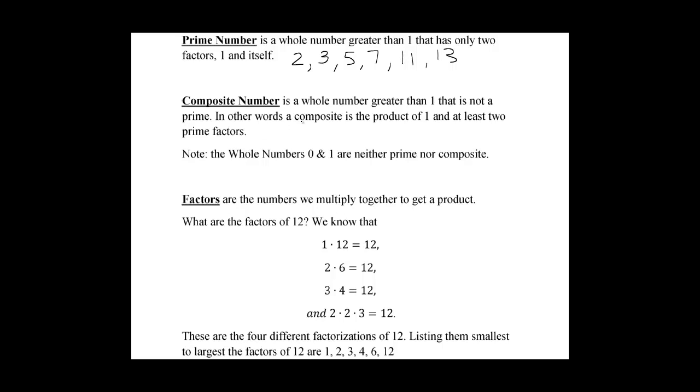A composite number is a whole number greater than 1 that is not prime. In other words, a composite number is a product of at least 2 prime factors. And we always want to remember too that the whole numbers 0 and 1 are neither prime nor composite. They're in a special class all by themselves. All the other numbers are either prime or composite, but 0 and 1 are neither of those.